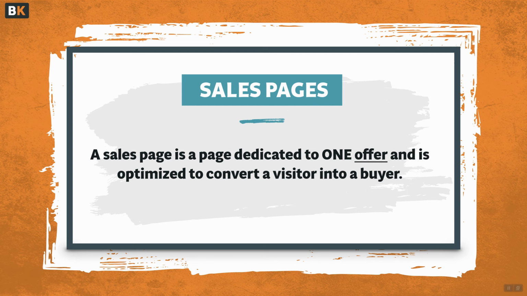Sales pages, a lot of you probably already know what sales pages are, but a sales page is dedicated to one offer and is optimized to convert a visitor into a buyer. So whereas an opt-in page's primary purpose is to convert a visitor to a lead, a sales page is to convert a lead into a buyer or a visitor into a buyer. Okay? So each offer you have ready to buy should have a standalone sales page, just like each lead magnet you have should have its own standalone opt-in page. While an opt-in page is typically short and sweet, a sales page is more lengthy with copy optimized to convert that visitor into a buyer.